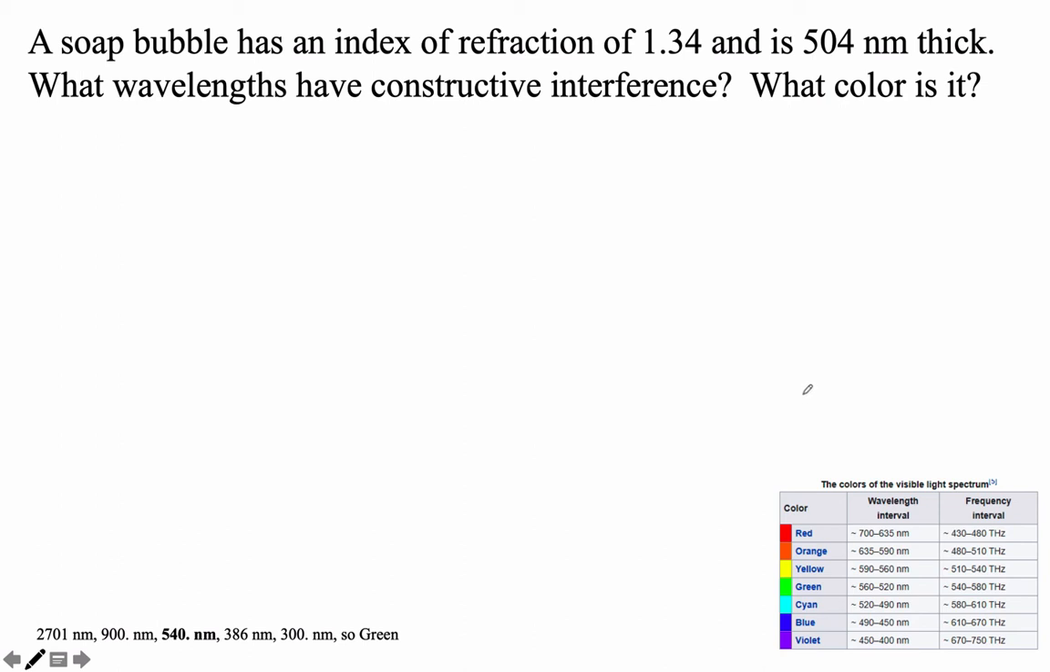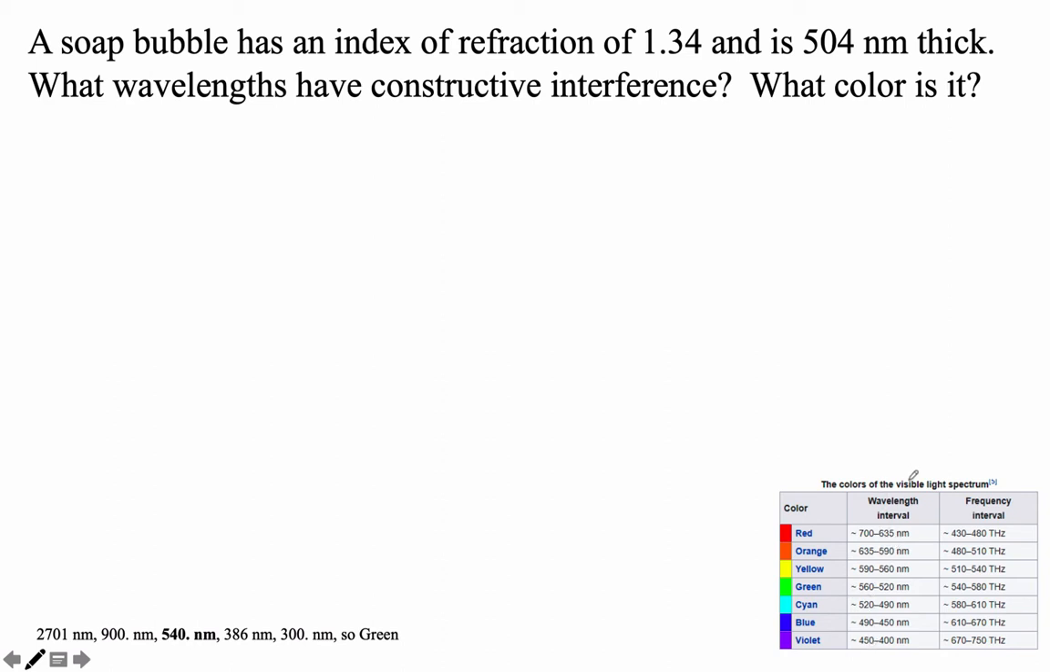All right, let's see. A soap bubble has an index of refraction of 1.34 and is 504 nanometers thick. What wavelengths have constructive interference? What color is it? Well, we're going to determine what color it is by determining where it falls in this wavelength chart.